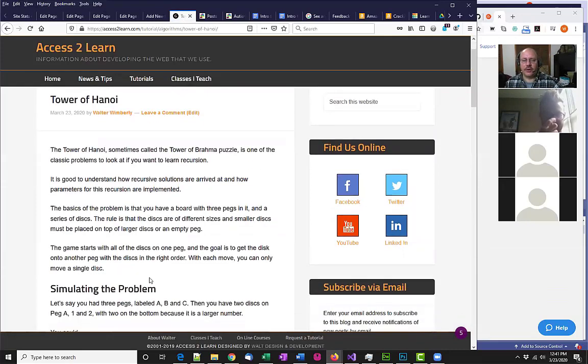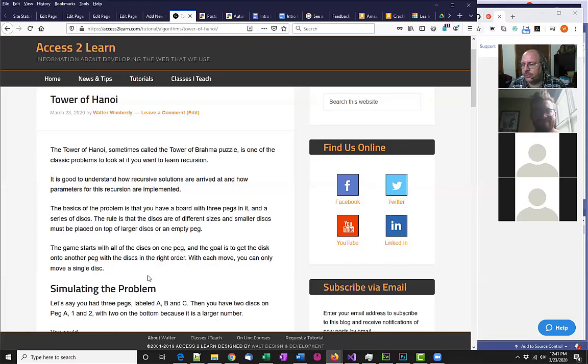So the Tower of Hanoi has a couple of different names. If you go digging online, you can do some research. Tower of Brahma, I think is how you pronounce that. There's also a Tower of, I think, Shanghai or something like that. Anyway, it's supposedly based off of a children's puzzle.